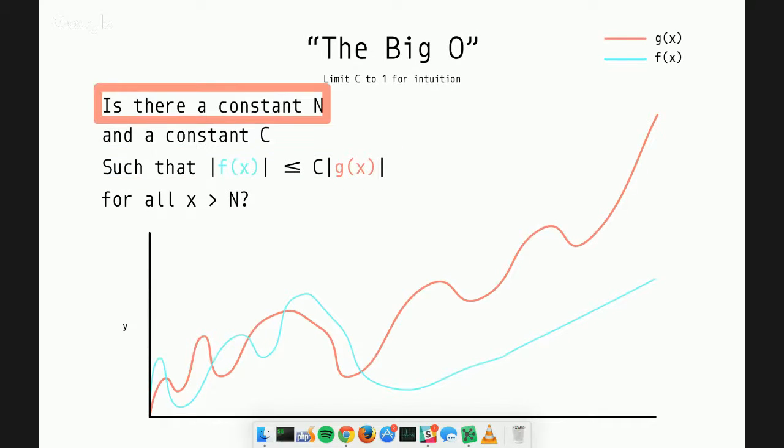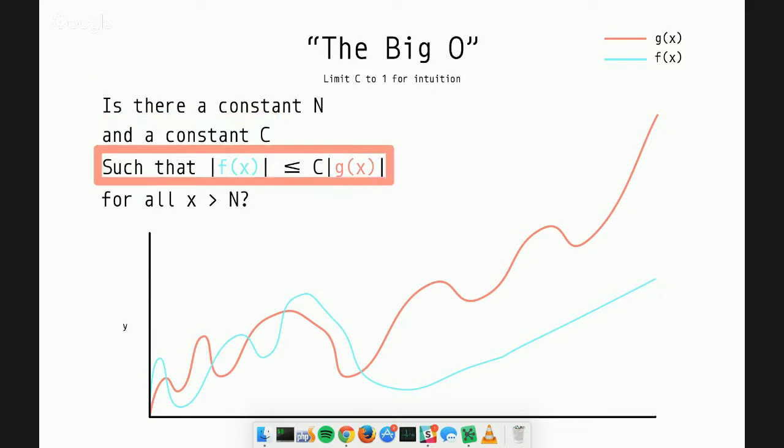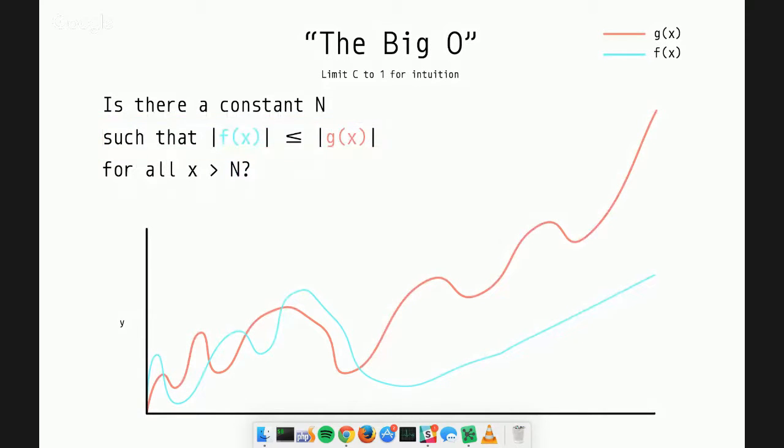So let's remove this constant c to begin with, because I think this is the source of a lot of confusion. Let's just limit c to 1 and see what happens. If we limit c to 1, then we completely get rid of that c term right before g of x. If c is 1, then we just have the absolute value of f of x is less than or equal to the absolute value of g of x. And we don't need the second constant c anymore.